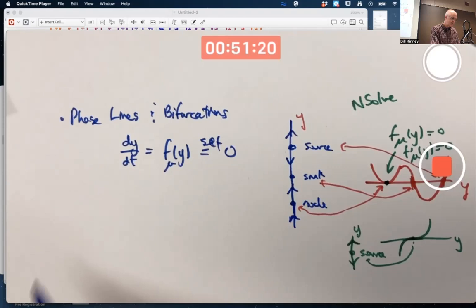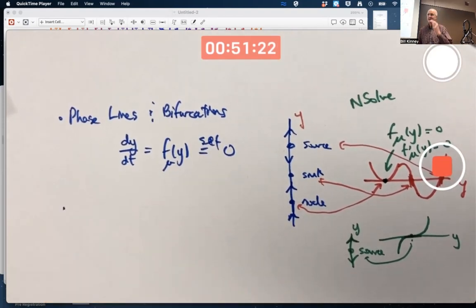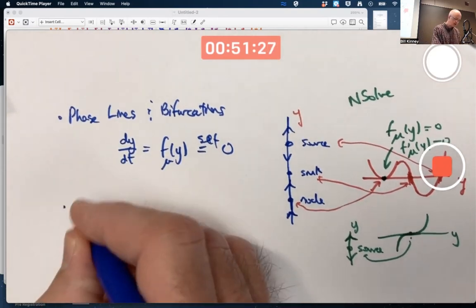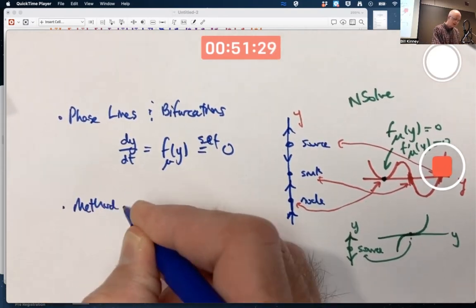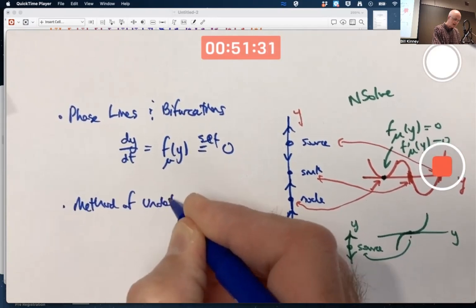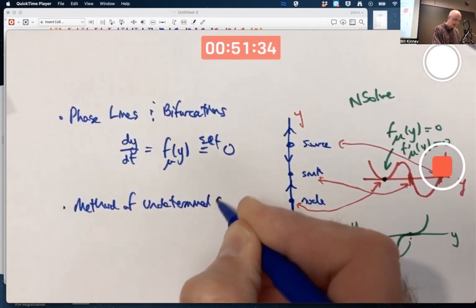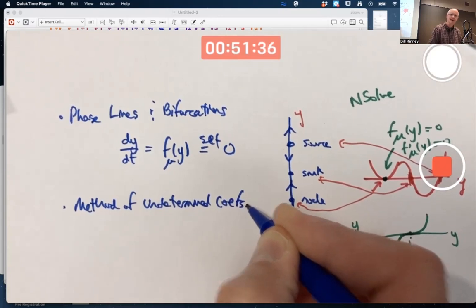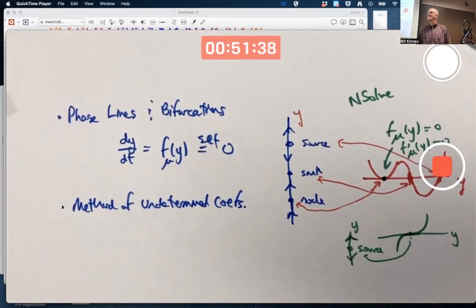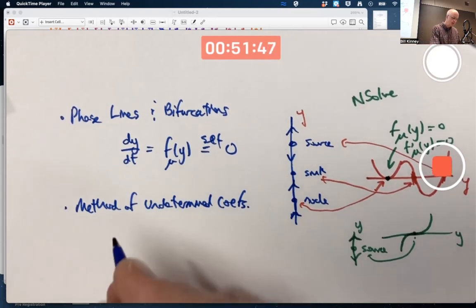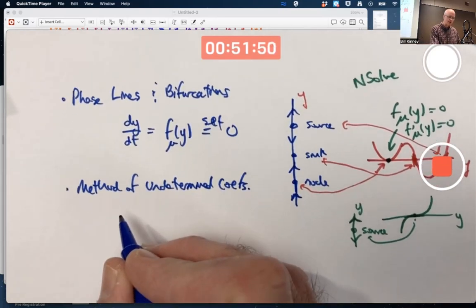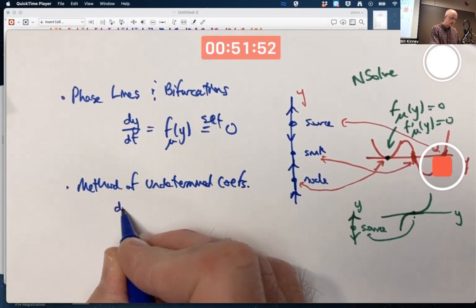What else? We had some symbolic techniques in chapter 1. Method of undetermined coefficients. Effectively, that's a fancy name for educated guessing. Yes, there are undetermined coefficients that you have to solve for as well, so it makes sense still. We use this for linear equations.